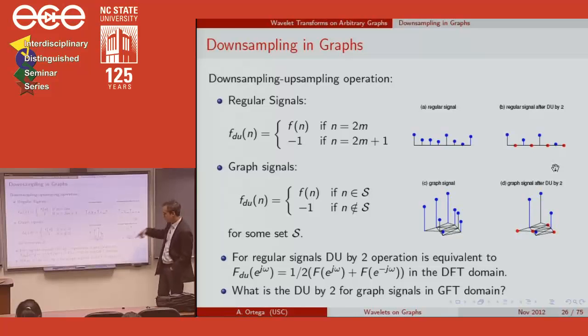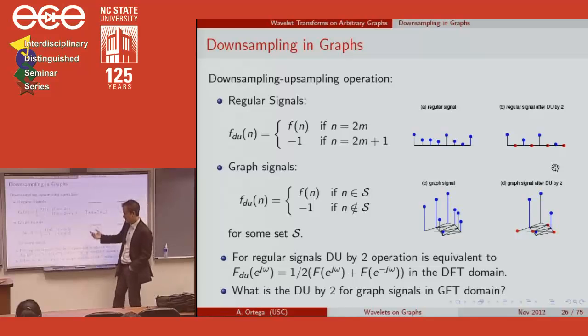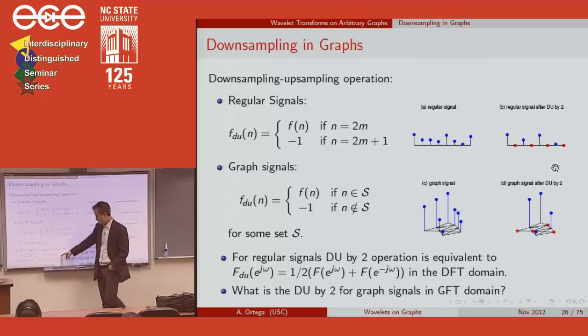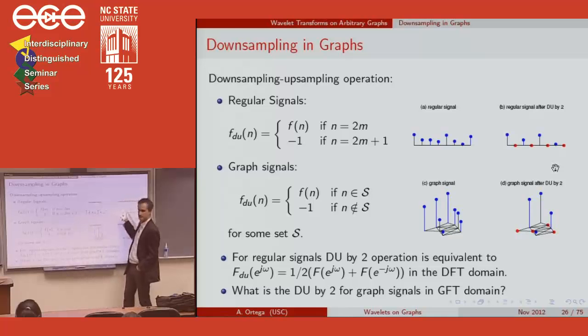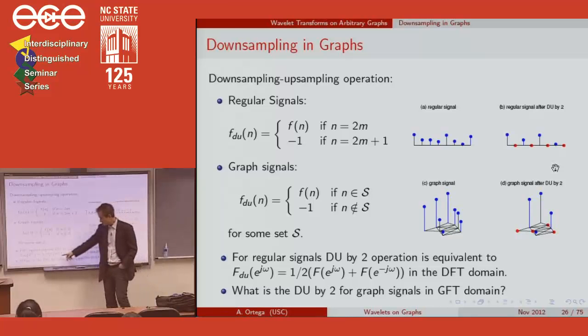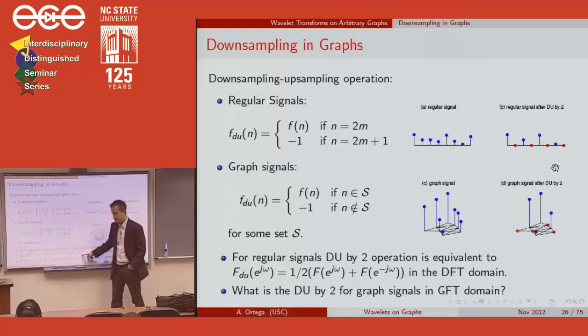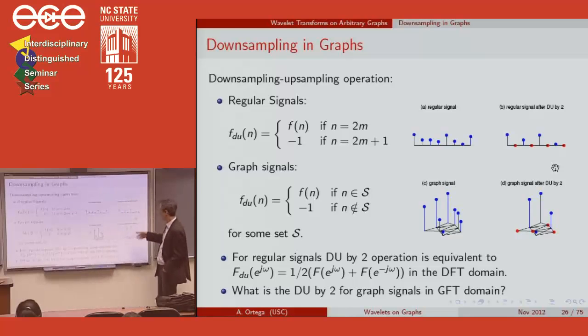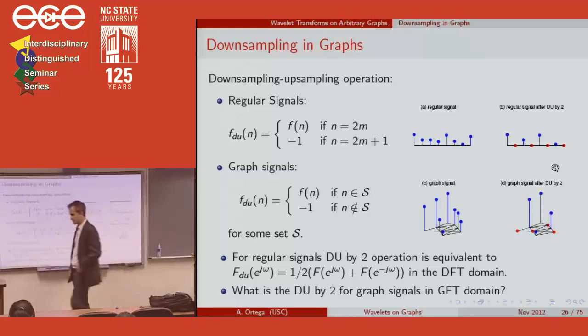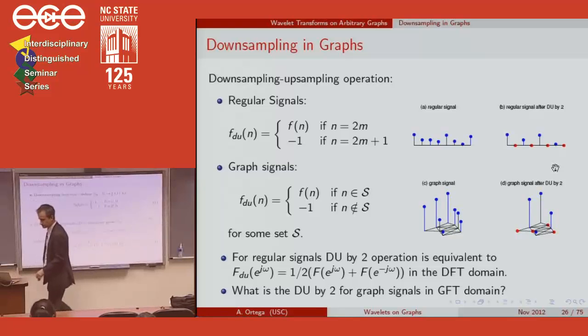In the frequency domain for regular signals, we know that this operation means that the spectrum of the new signal, the one that has been upsampled back, contains the spectrum of the original signal plus a version of the original signal shifted by pi. And so the question is, if we do this in a graph, what happens? That was what we set out to find out.